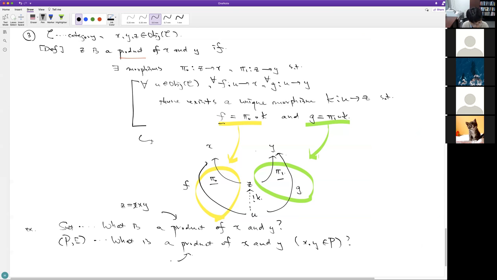The product in the below case is going to be the greatest lower bound of X and Y. So the one below tells us this idea of a product is a generalization of the greatest lower bound.